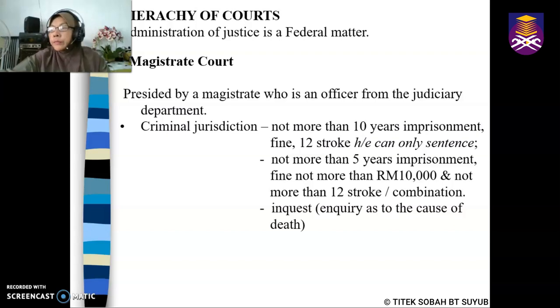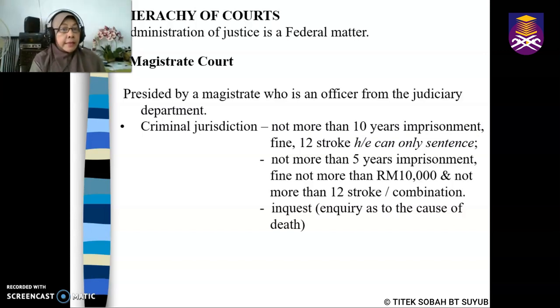We go to the magistrate court first, and the jurisdiction of a magistrate court. For criminal jurisdiction, the magistrate can hear cases where the statute says the penalty is 10 years imprisonment, a fine, 12 strokes, or under that. All criminal offenses have statutes which provide for them. To determine whether the magistrate has the power to hear a case or not, you have to look at the penalty imposed for that offense. If the penalty is up to 10 years imprisonment, 12 strokes, then of course the magistrate can hear these cases.